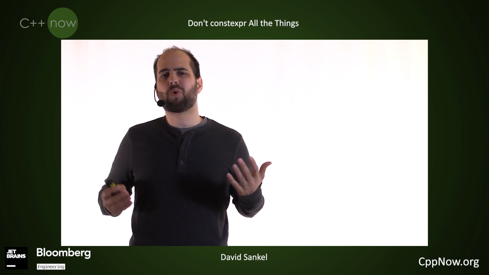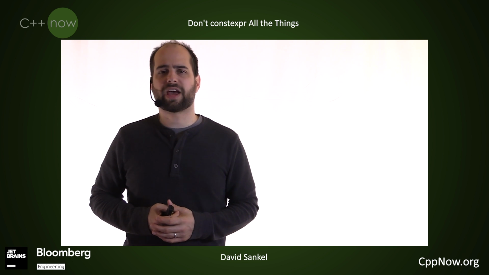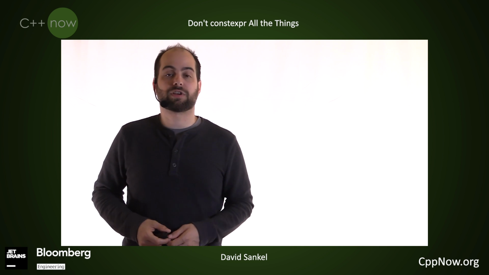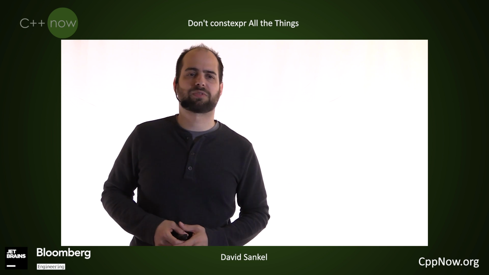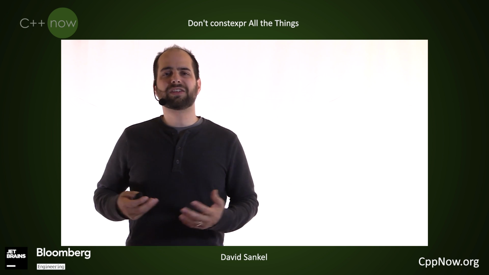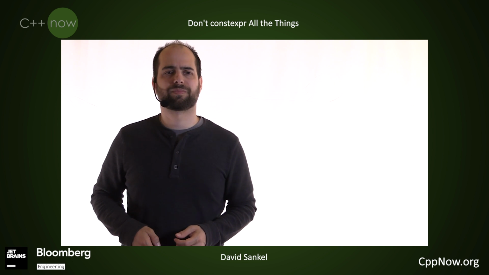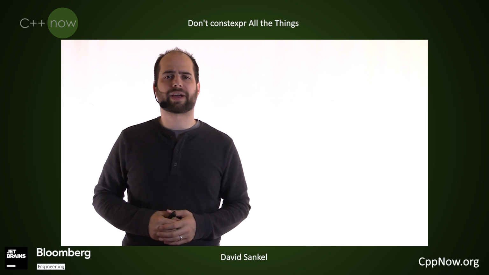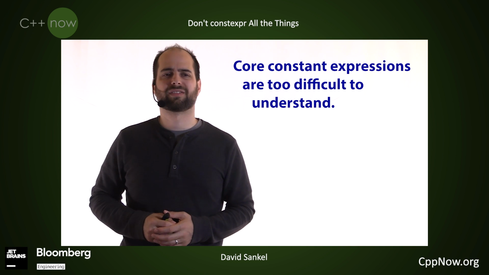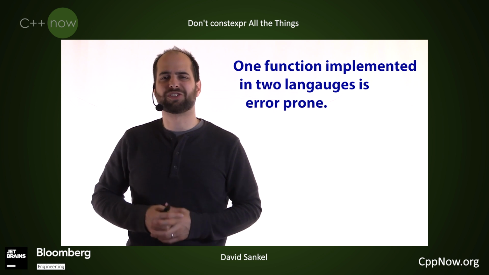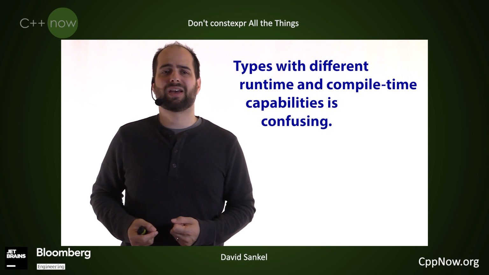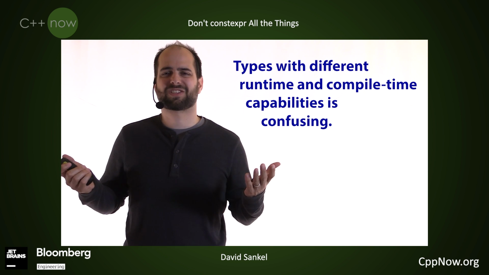It gets worse. So there's more intermingling involved. Unions can have some fields which are Constexpr and some fields that are not Constexpr. Classes can have some Constexpr functions and some non-Constexpr functions. And there's even this idea of Constexpr virtual methods. And the intermingling is really where the complexity gets out of control. So let's take a look at our drawbacks from a high level. Core constant expressions are too difficult to understand. One function implemented in two languages is error-prone. And types with different runtime and compile time capabilities, it's confusing.